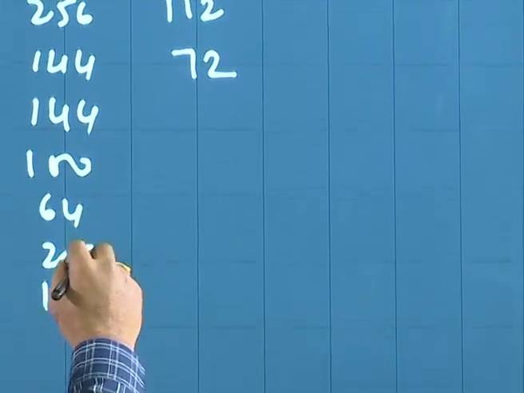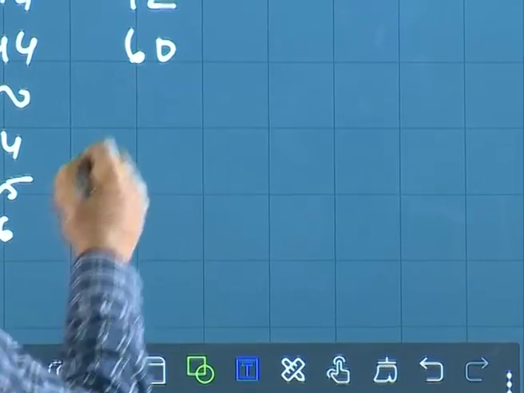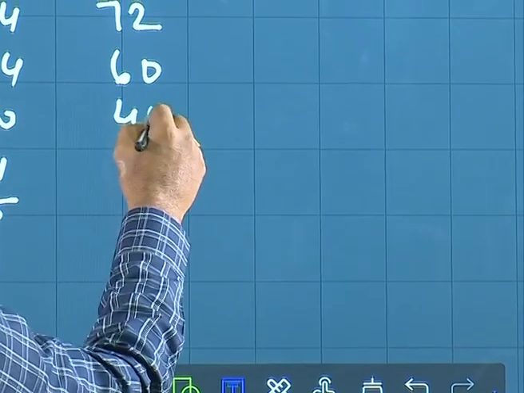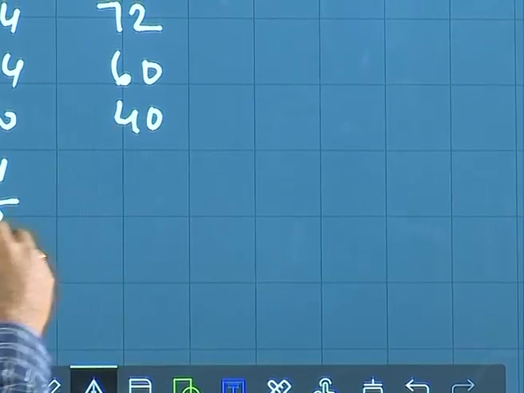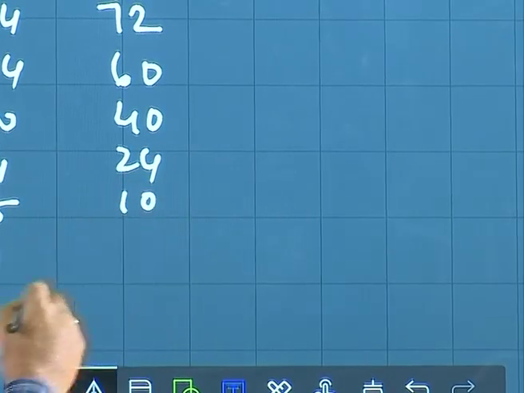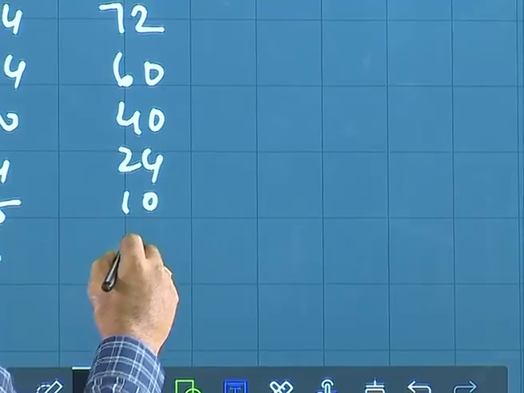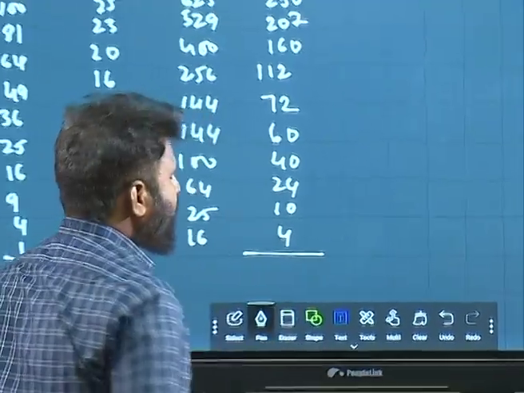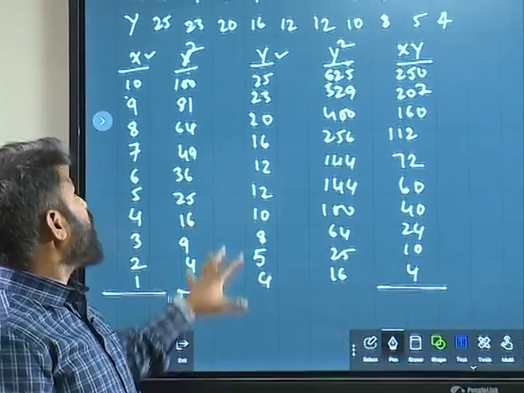Next one is 5 into 12, 60. 4 into 10, 40. 3 into 8, 24. And 2 into 5, 10. 1 into 4, that is 4 only. So these are the values, and now just the sum of all the values.